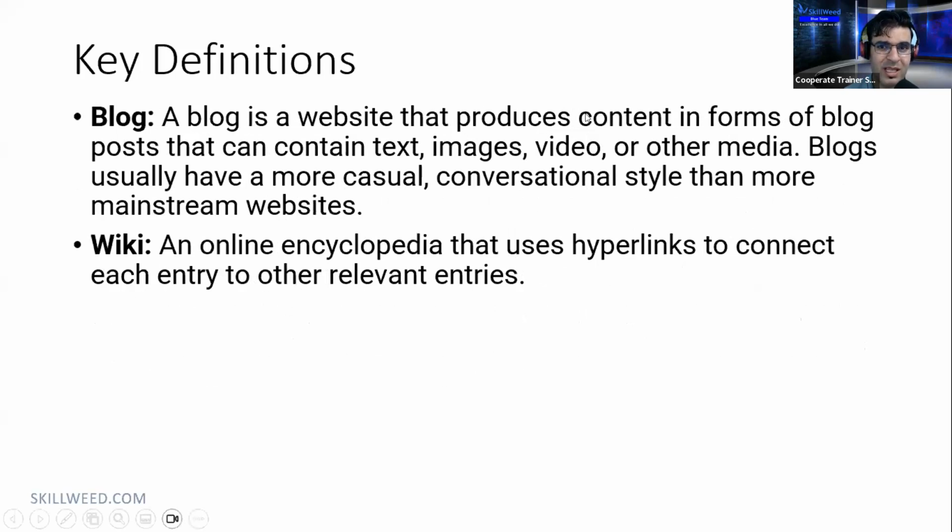Okay. A blog is a website that produces content in forms of posts that contain text, images, videos, and other media. Blogs usually have a more casual, conversational style than mainstream websites. So normally there are different kinds of websites. Blogs are actually a little more flexible for users. You can communicate, you can give your view, or you can type it over there. And this is how it works on the blog. This is how they chat with each other. They share knowledge, experiences.